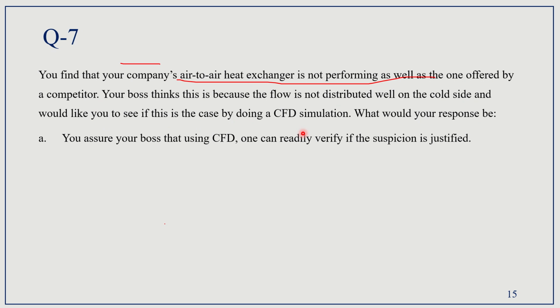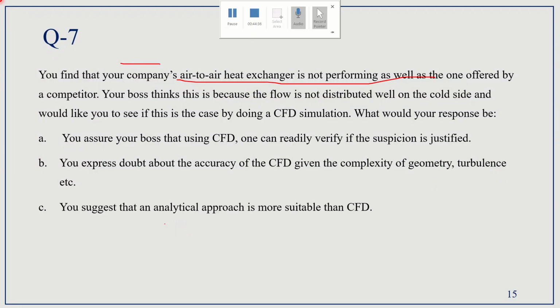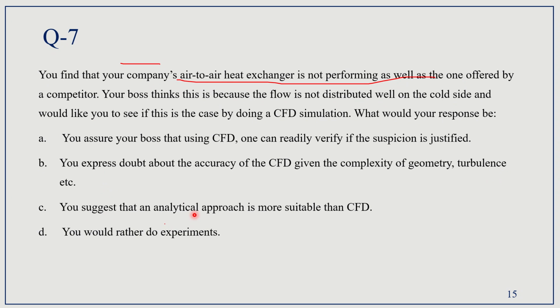So option A, you assure your boss that using CFD one can readily verify if the suspicion is justified. Option B, you express your doubt about the accuracy of the CFD given the complexity of geometry, turbulence, etc. And option C, you suggest that an analytical approach is more suitable than CFD. You would rather do experiments. So we'll just look at the options given.